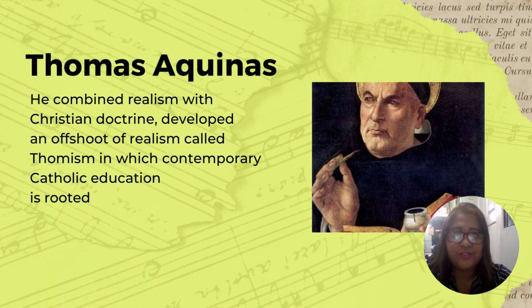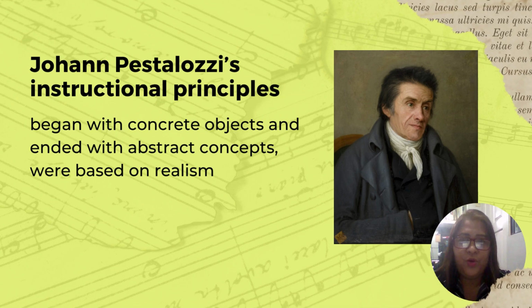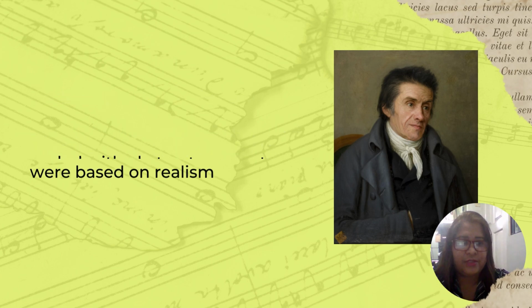Thomas Aquinas combined realism with Christian doctrine. He's more into religion. He developed an offshoot of realism called Thomism, in which contemporary Catholic education is rooted. So that's why for Catholic schools we have religion subjects, because of this Thomism. Johann Pestalozzi's instructional principles, which began with concrete objects and ended with abstract concepts, were based on realism.